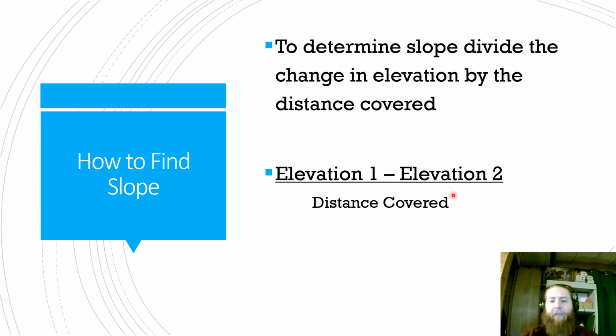So how do you find the slope of the lines? To determine the slope, you're going to divide the change in elevation by the distance covered. So elevation 1 will usually be your big distance. Let's say, for example, I have a mountain that is 1450, and I'm starting at the base, and it's 1400 feet. And I know that I have to go 2 miles.